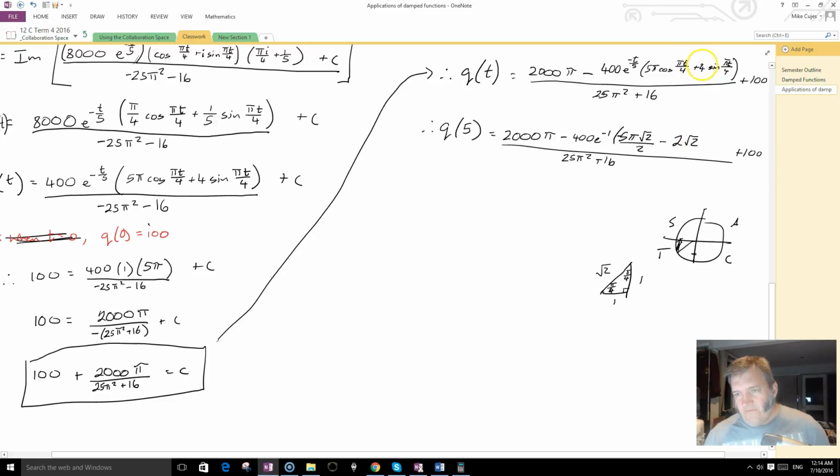So see what happened there? The 4, I'm going to multiply that by negative root 2 on 2. The 2 cancels with the 4, and I get negative 2 root 2 plus 100 over 25 pi plus 16. Okay, the plus 100 was separate. It's not over that. You get the idea, and I didn't close my bracket off. Well, it's a little bit ugly.